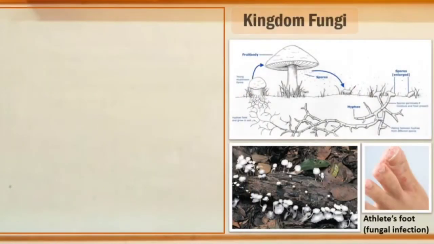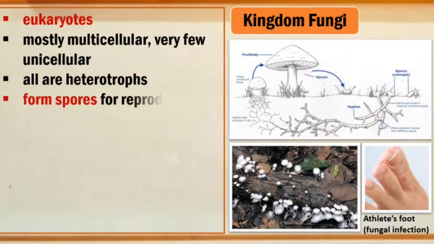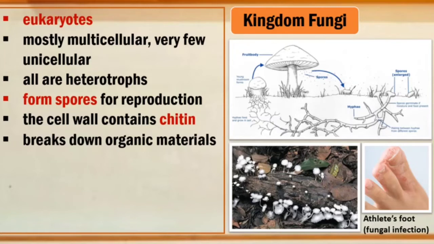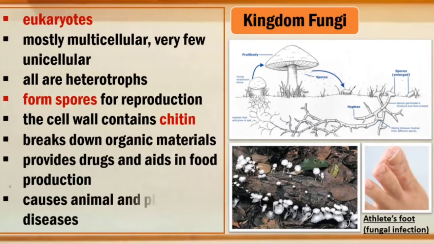Then we have the kingdom Fungi. These are all eukaryotes. Most of them are multicellular with very few unicellular, specifically the yeast, an ingredient commonly used in baking. They are all heterotrophs and form spores for reproduction. The cell wall contains chitin, an example of polysaccharide or complex sugar. They break down organic materials just like how mushrooms work in decaying logs and other organic matter. They provide drugs and aids in food production, but at the same time, cause diseases to plants and animals.